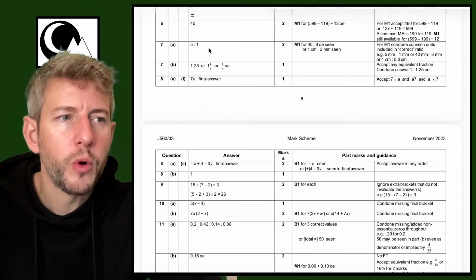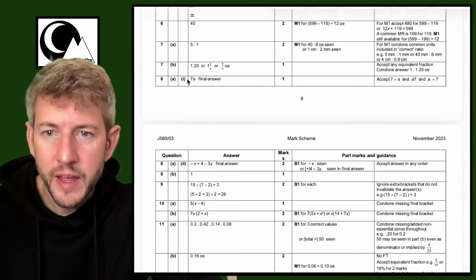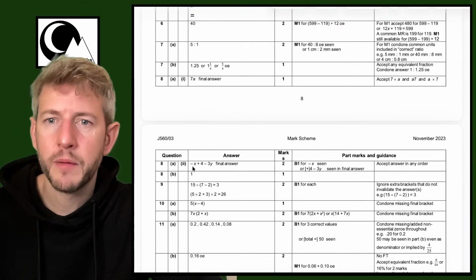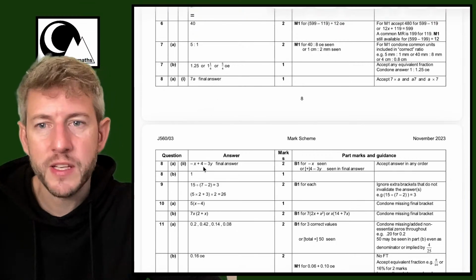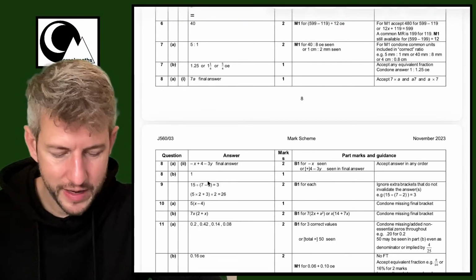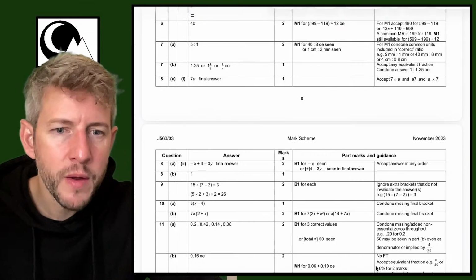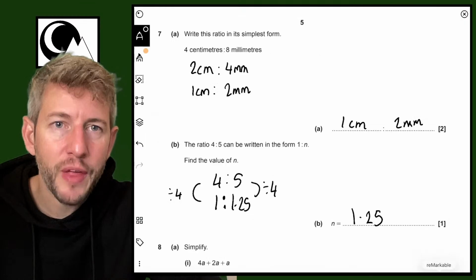So we've got 5 to 1 here. Here we've got 1.25, which is correct. 7a, we got that correct. Minus x plus 4 minus 3y, we got that right as well. And then p is equal to 1, we got that correct too. So let's look back at that other question here.